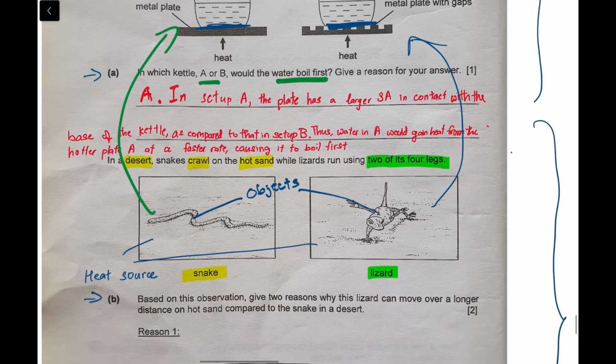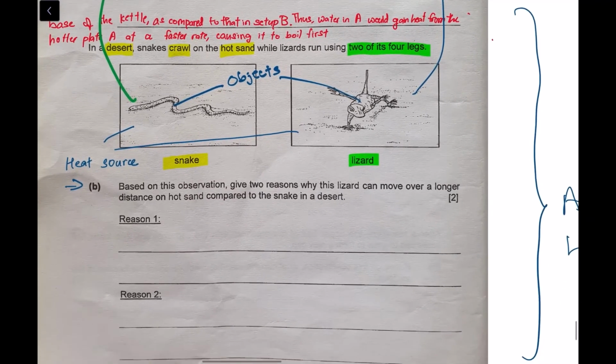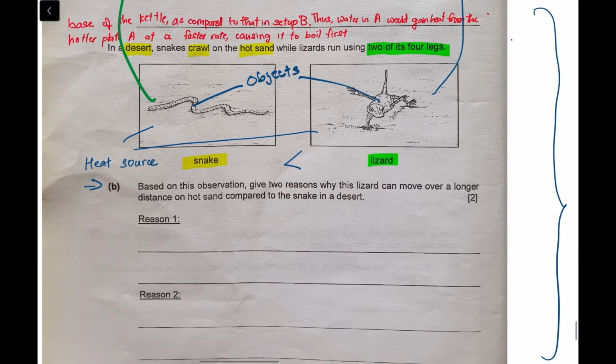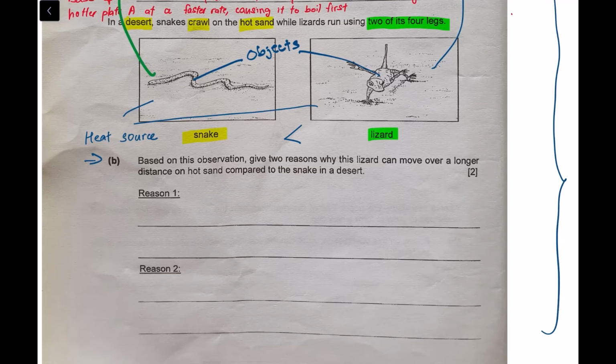Right? So we need to give 2 reasons why the lizard can run longer distances than the snake. The first reason is that the lizard has a lesser surface area of its body in contact with the hot sand as compared to the snake, which has the full length of its body in contact with the hot sand. So this would prevent the lizard's body from getting burnt faster.